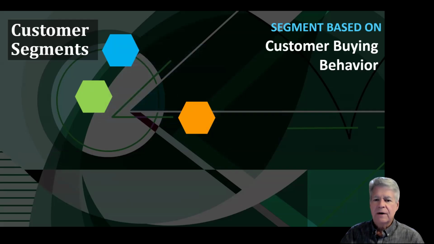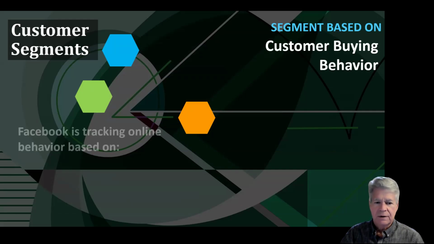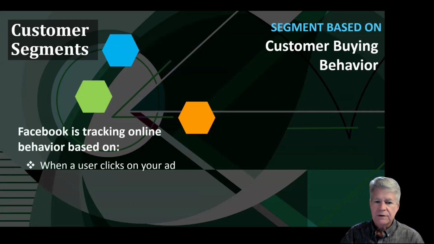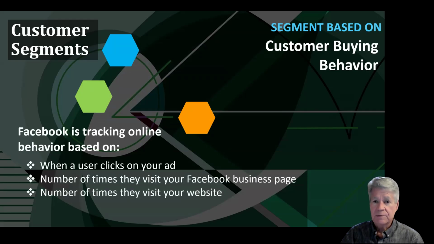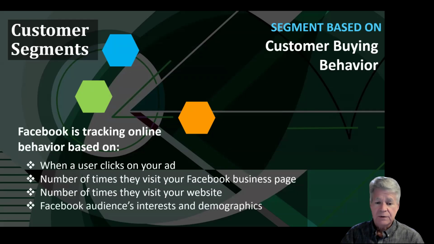Don't mix up buying behavior in the customer journey with online behavior that is tracked by Facebook and other online ad networks. Facebook tracks online behavior based on when a customer clicks on your ad, the number of times they visit your Facebook business page, the number of times they visit your website, and also Facebook's audience interests and demographics.